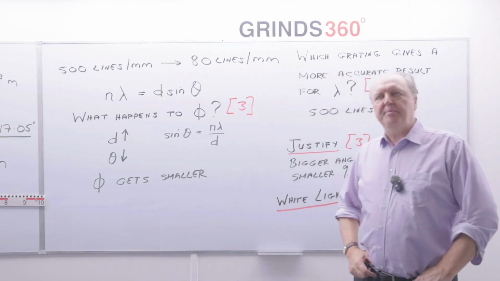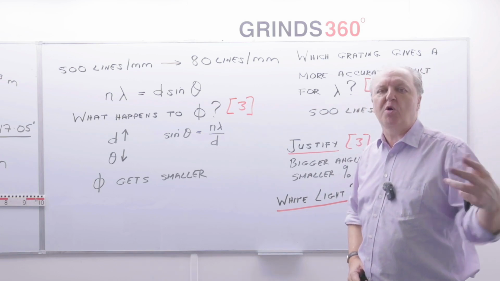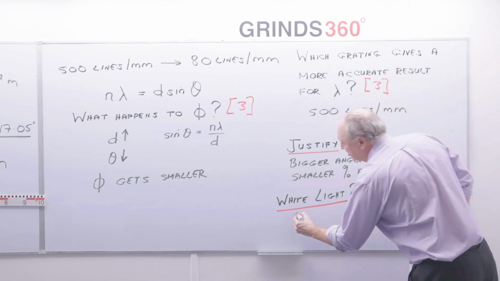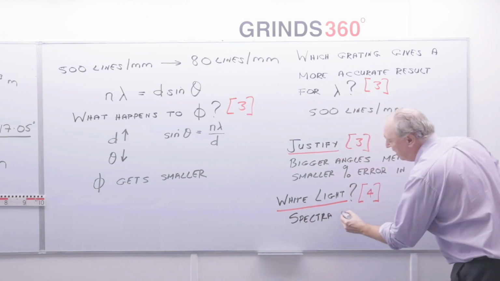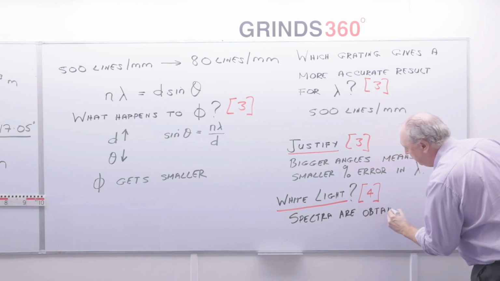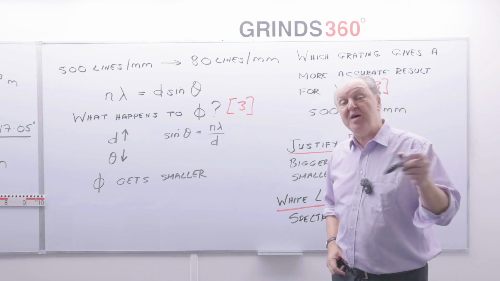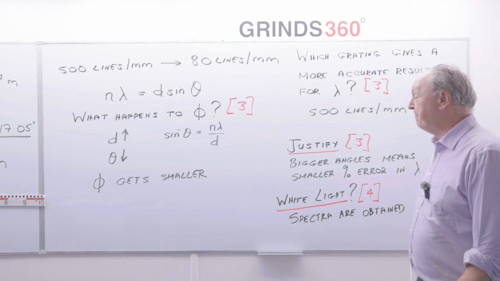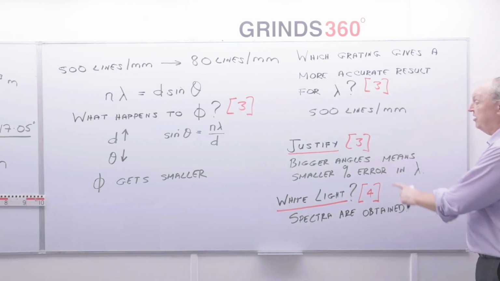And the last part they're asking me, what would happen if that monochromatic light was replaced with white light? Well, you know what happens. You end up getting rainbows or spectra. So you can say spectra are obtained. You know they're obtained at n equal to 1, n equal to 2, n equal to 3, but not at n equal to 0. I don't think they're really asking that anyway. They're not asking why you do not see a spectrum at n equal to 0. Spectra are obtained. That's fine for 4 marks.